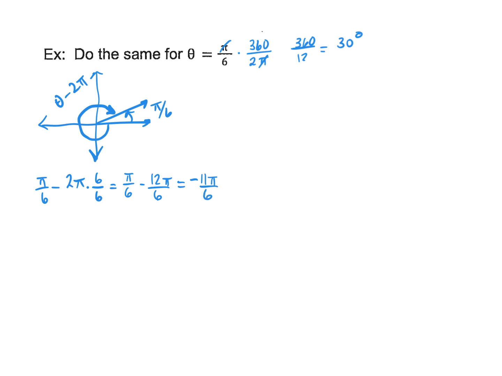Now, to find a second one, instead of subtracting 2 pi, what are we going to do this time? Add 2 pi. So we're going to start with pi over 6, and we're going to add 2 pi. Now, you've already changed this once. 2 pi is equivalent to what?